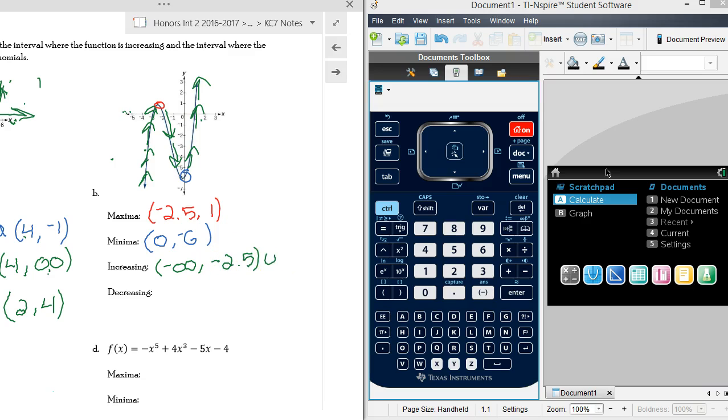Again, union. The next time I start increasing is down here. My x value there is 0. And I'm going to keep increasing forever, and my x values on the right side of my graph are infinity. For decreasing, there's only one spot that I'm decreasing. I start decreasing here at negative 2.5, and I stop decreasing here at 0. And again, only ever looking at x values.